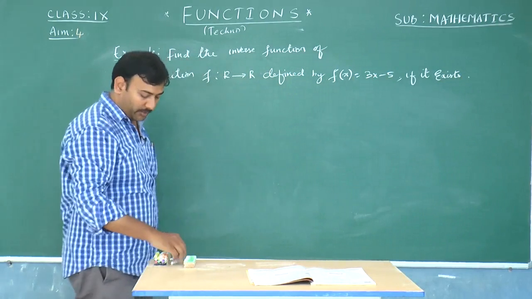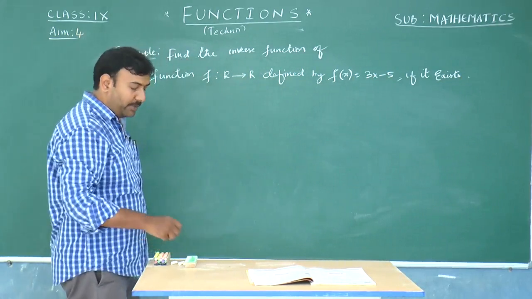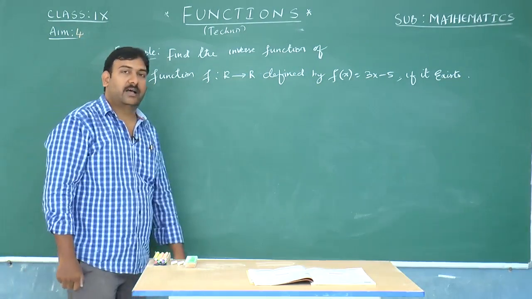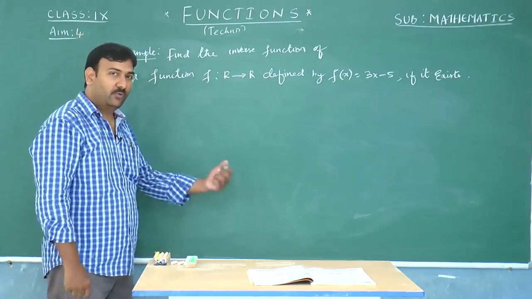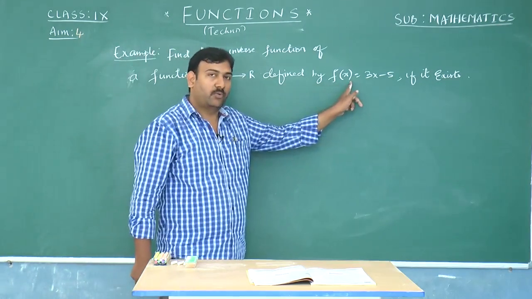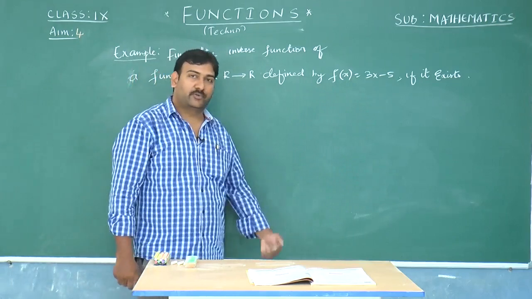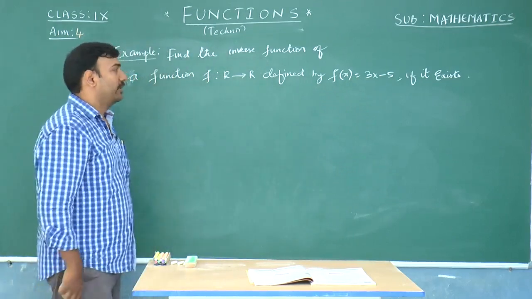So here the question says to check whether the inverse function exists or not. If it exists, he is asking us to find the function. Finding the function means finding the rule for the inverse function, as every function has its own rule. In the same way, if the inverse function exists, we are supposed to find the rule for f inverse. So that's the task. Let us go ahead.